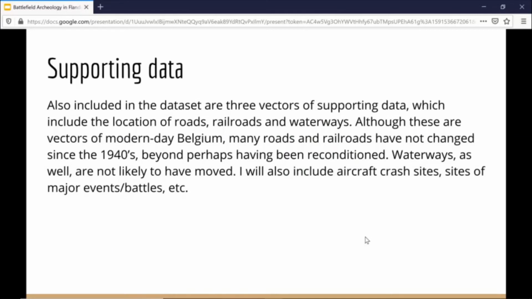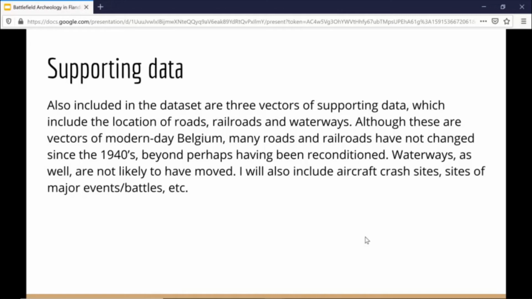Also included in the dataset are 3 vectors of supporting data. These are the locations of roads, railroads, and waterways. These are vectors of modern-day Belgium, but many of these have not really changed since the 1940s, and even possibly since they were built, that could be all the way back in the 1800s or even further. A lot of these roads really have not changed.